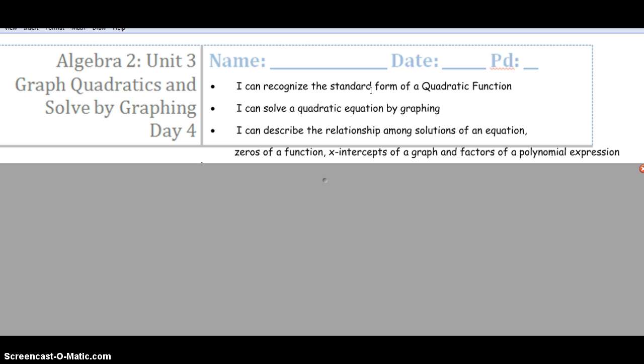The first one is I can recognize the standard form of a quadratic function. The second one is I can solve a quadratic equation by graphing. And then the third one is I can describe the relationship among solutions of an equation, zeros of a function, x-intercepts, and factors of a polynomial expression.